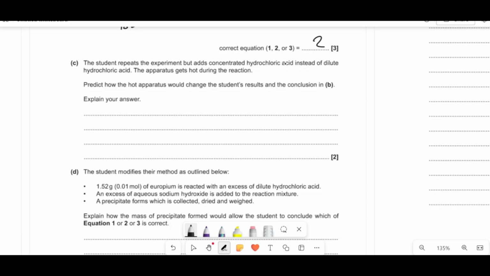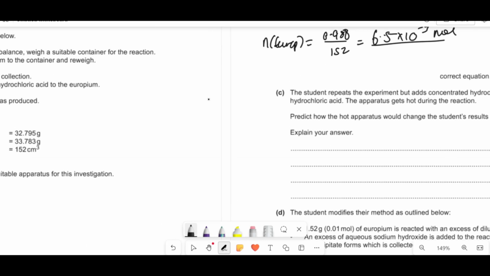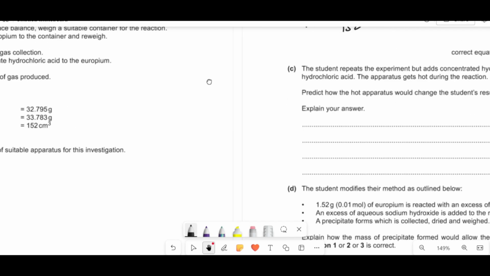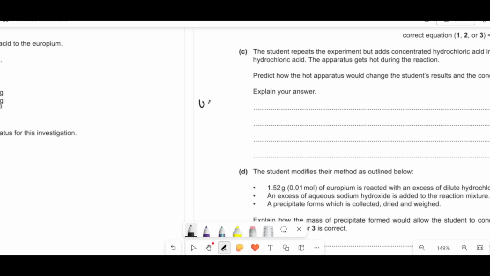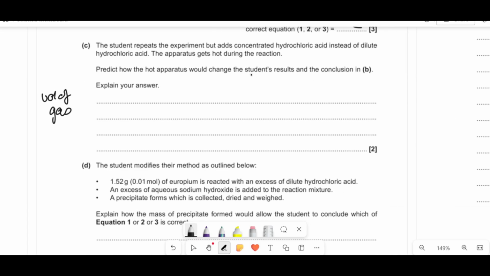The student repeats this experiment, but then adds concentrated hydrochloric acid instead of dilute hydrochloric acid, and the apparatus gets hot during this reaction. Predict how the hot apparatus would change the results in conclusion in this part. So what we need to do is think about what they're measuring. They're running an experiment, but they're measuring the volume of gas. The question's told you that it's getting hotter. It's asking why this might change the results in the conclusion. We are doing all of this based on the volume of gas.